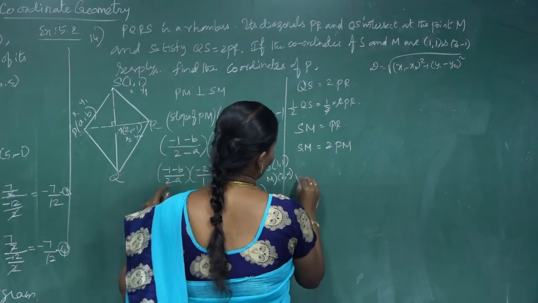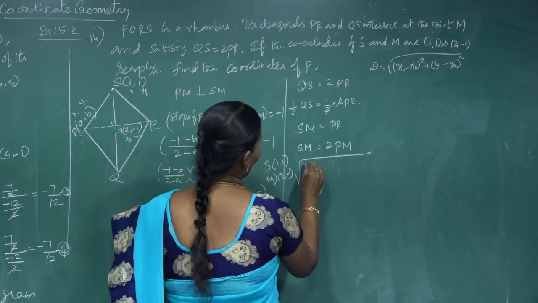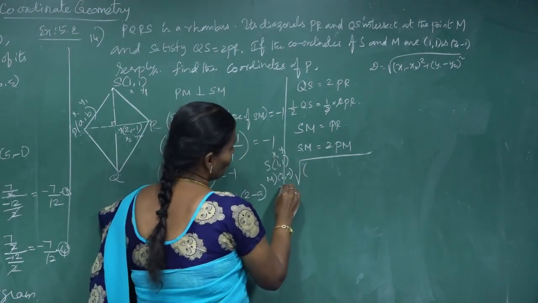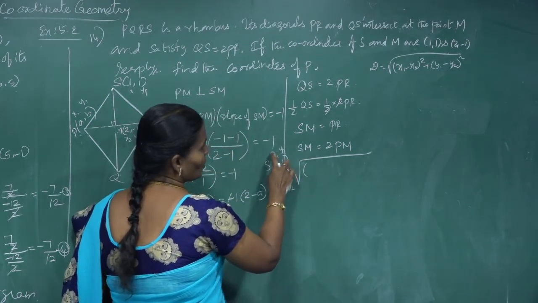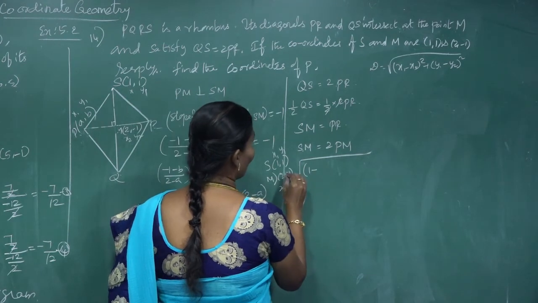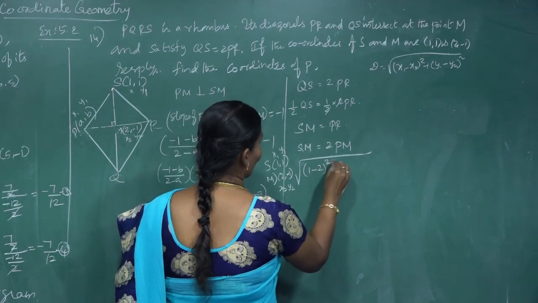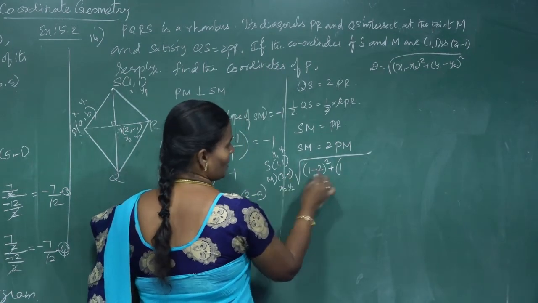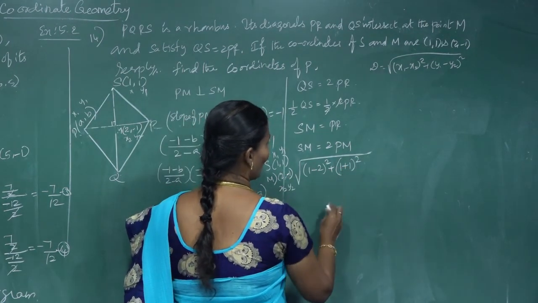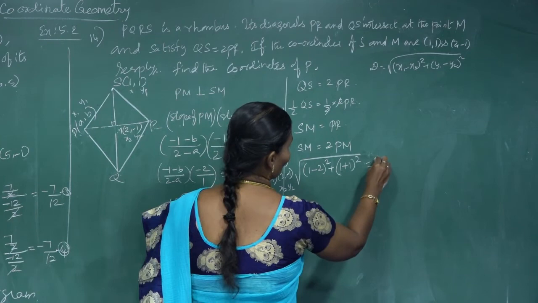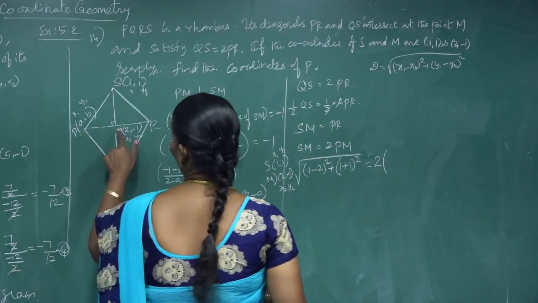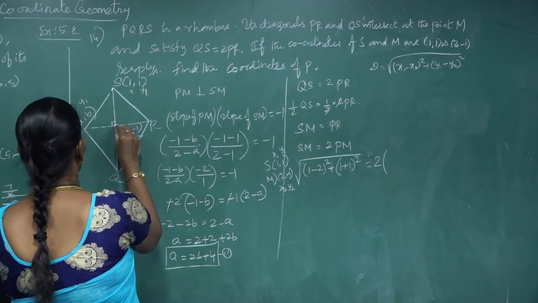So here apply that. Consider x1 y1, x2 y2. So x1 is 1: square root of (1 minus 2) the whole square plus (1 minus of minus 1, that is 1 plus 1) the whole square. Okay, this is equal to 2 times PM. What is the distance PM? See, so PM.